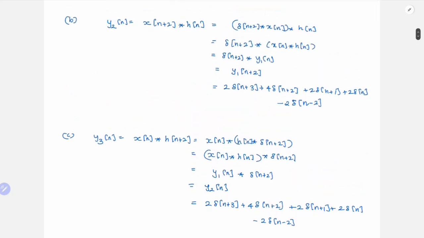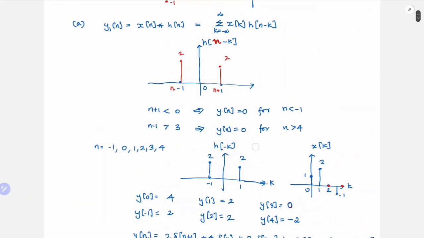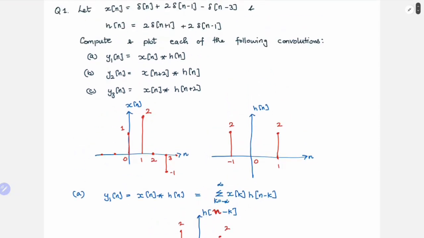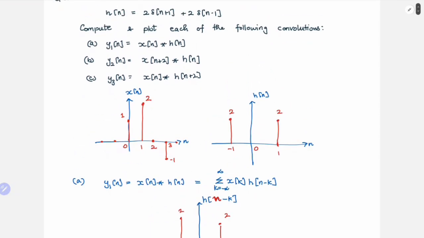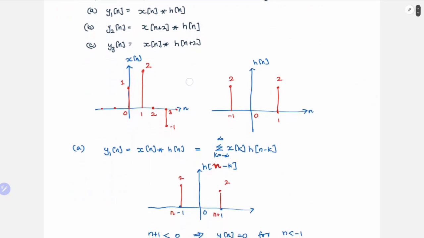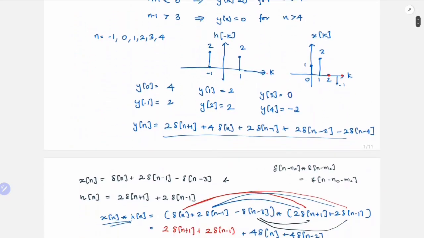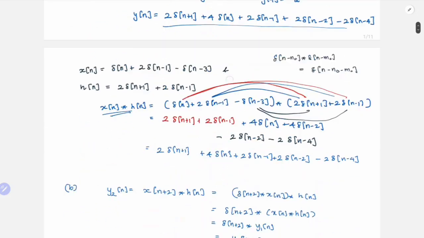Okay. So this is how you can easily work with convolution when you have all unit impulses. Okay. So now let us move on to the next question. Once you have computed it, you can also plot it. It's easy. You just have y of n, you can plot it.